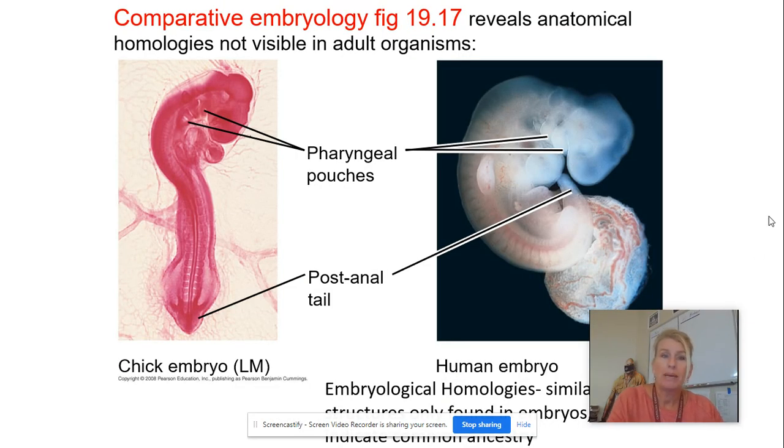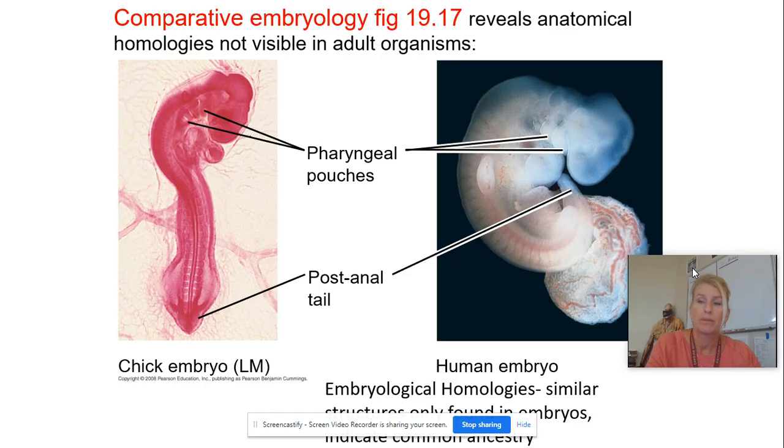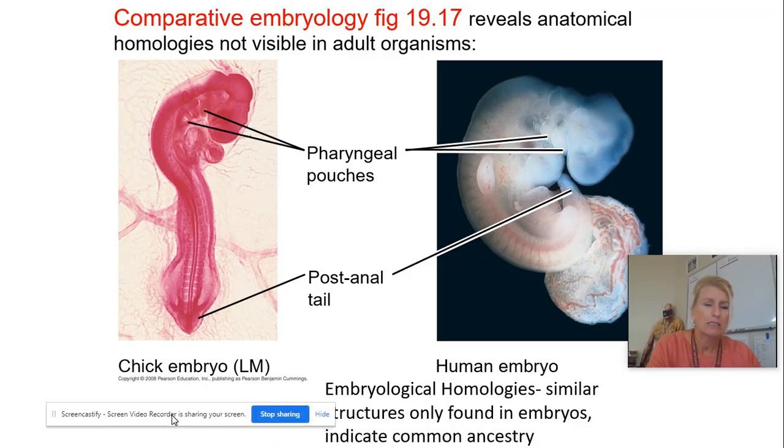Okay, when we talk about comparative embryology, we're looking at the development of an organism before birth. When we see a human and a chick, we're comparing these two pictures right here. They both have pharyngeal pouches. They both have a post-anal tail. And I want you to just pause for a second and have a moment of gratitude that our post-anal tail disappears before we're born. But we had one.